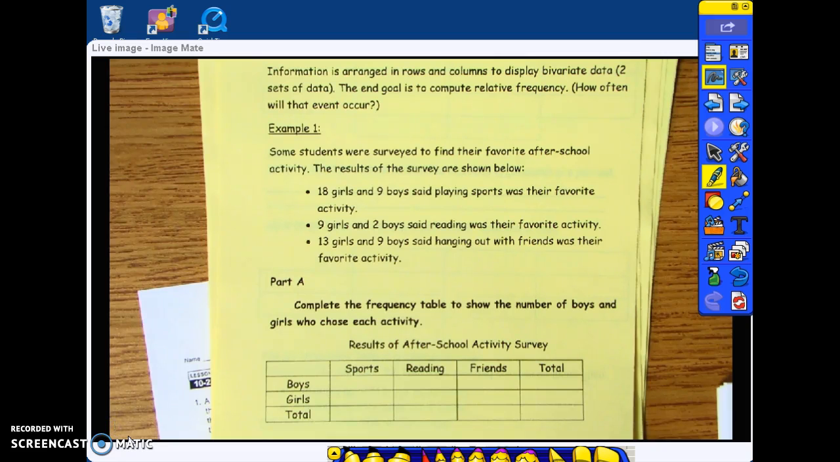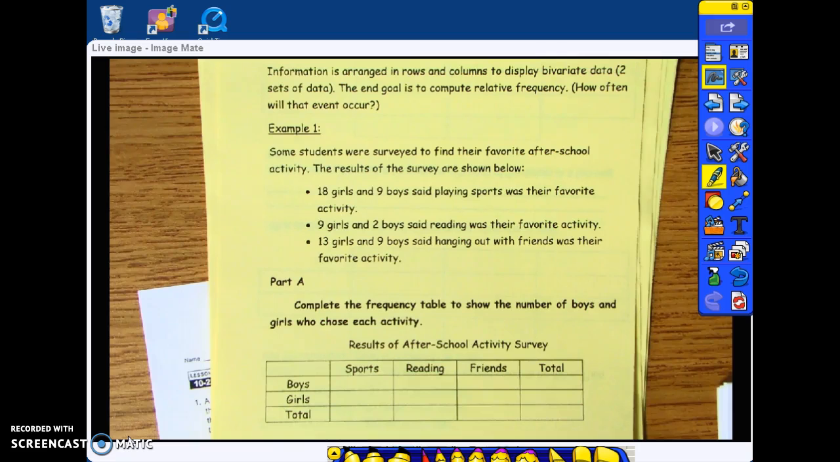Alright, on the back of that page, information is arranged in 2 rows and columns to display bivariate data. Bivariate is when you have 2 sets of data. The end goal is to compute a relative frequency. How often will that event occur? Look at example 1. Some students were surveyed to find their favorite after-school activity. The results of the survey are shown below.